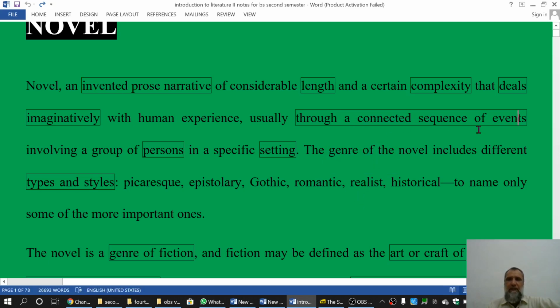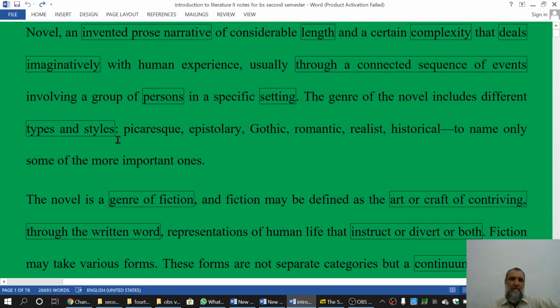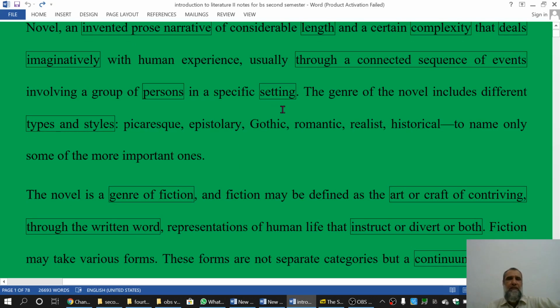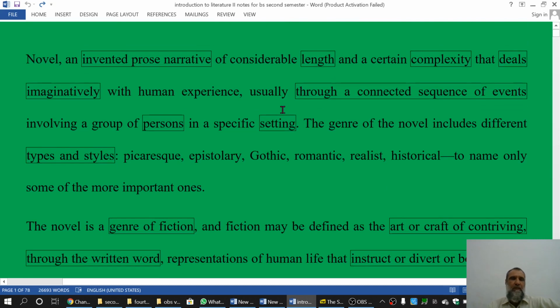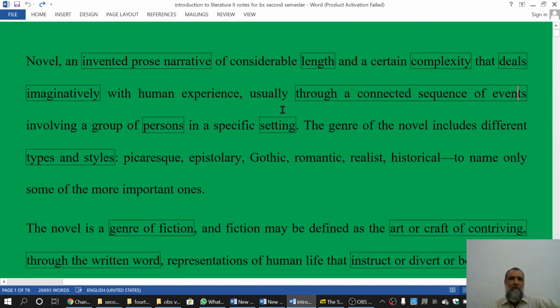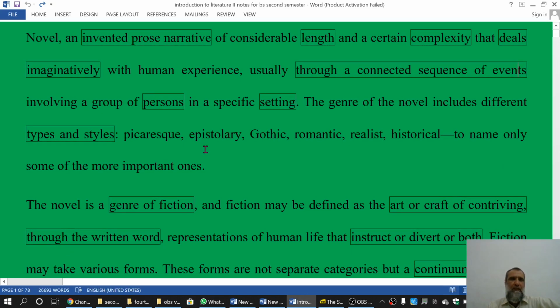The events are there, but these events are causally related or connected, and there are characters there. So a group of persons are involved, characterization is involved there, and of course there is certain specific setting. You have already done all these items which are included in the elements of novel. You have characterization, you have theme, you have setting there. So all these items are included in a novel.